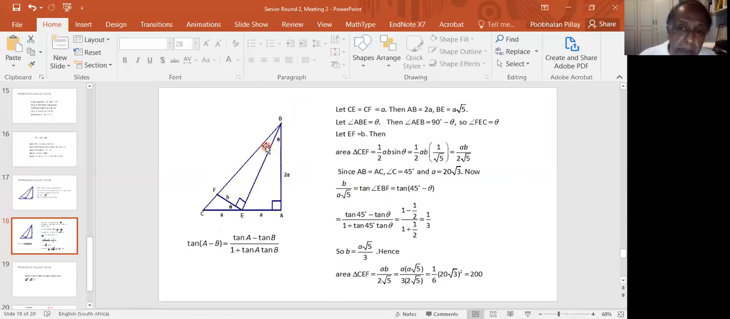Why do I do that? Because I know the trig ratio of this angle. It's 45 minus theta. At this stage, we can calculate theta, well, tan theta is equal to a half. We know what the tan of theta is. But now you've got a 45 minus theta and you've got 45 plus theta, and you need to know the trig ratios of those angles. Specifically, I need to find out what B is.